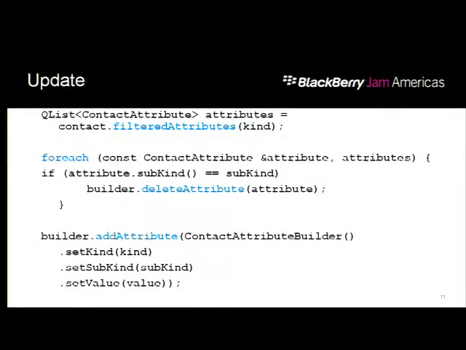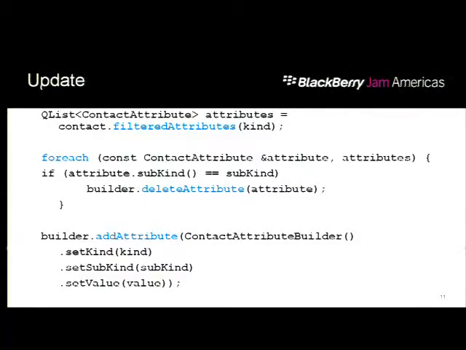So update. You have your list of attributes, and you're going through the attributes, and there isn't an actual update method when you're dealing with the attributes, because they're kind of complicated. It's not always clear what you're doing. So you basically want to go through and delete the attributes that you're updating.